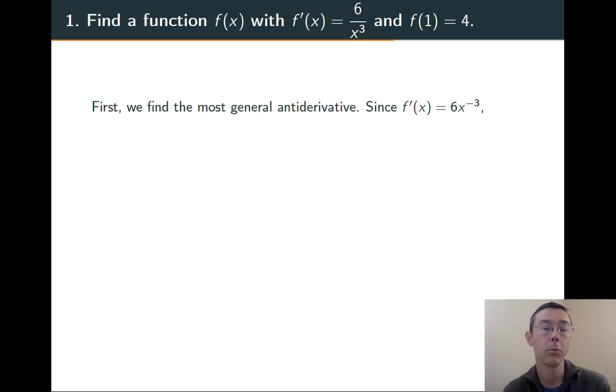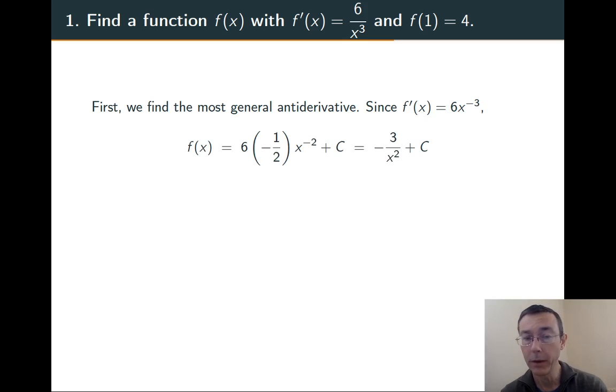You start by getting your most general antiderivative. So for 6 over x cubed, I've rewritten it as 6x to the negative third. I raise the power by 1 to get to the negative second, and then I multiply by the reciprocal of that, so negative a half. Simplifying it a little bit, negative 3 over x squared plus c is the most general antiderivative.